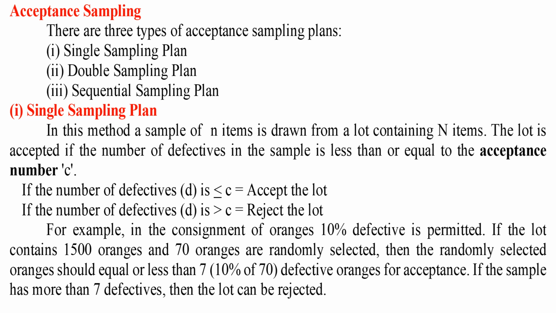For example, in the consignment of oranges, 10% defective is permitted. If the lot contains 1500 oranges and 70 oranges are randomly selected, then the number of defective oranges among the selected should be equal to or less than 10% of 70, that is 7, for acceptance. If the sample has more than 7 defectives, then the lot can be rejected.